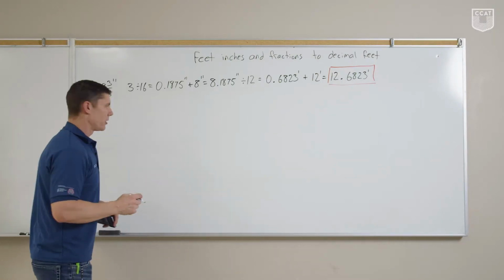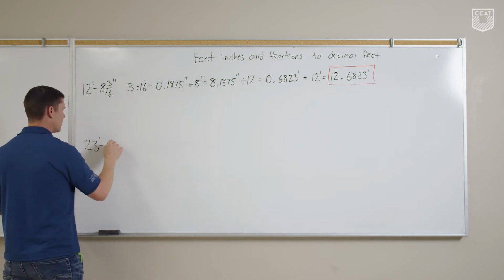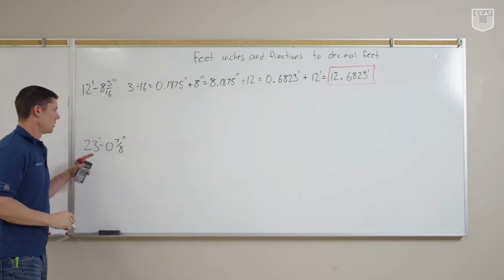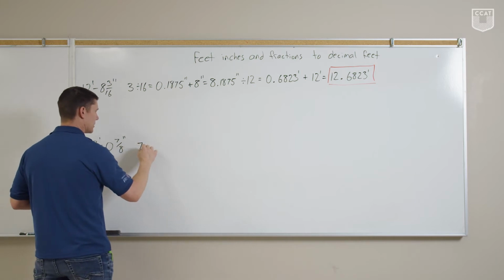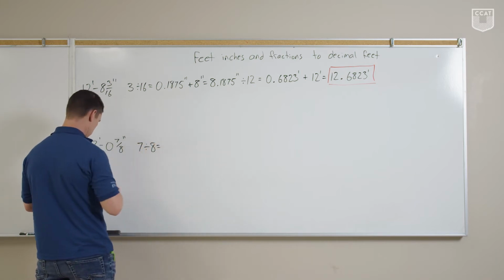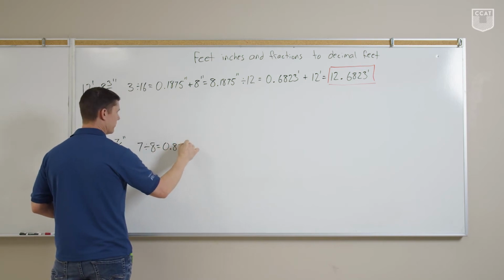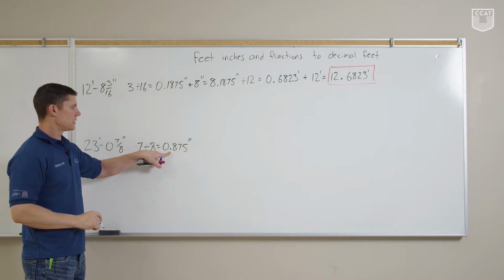I'm going to throw another one up on the board here. I find a lot of students getting tripped up on this one. 23 foot 0 and 7/8 of an inch. So again, we're going to start from the right. We're going to get rid of that fraction. 7 divided by 8 equals 0.875 inch.